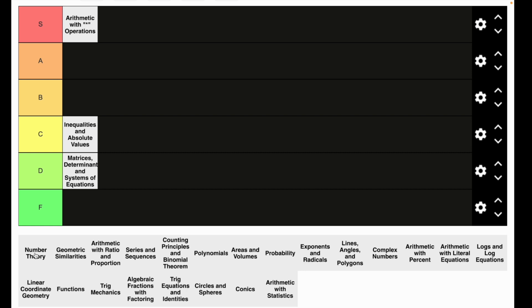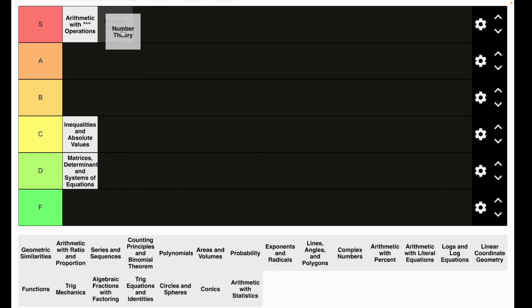Next is number theory. This one is an S tier. This is not even up to algebra. A lot of these questions can be done with simple arithmetic. But there's also knowing division rules, like if something is divisible by 2, how do you find that out? Well, it's because it's even. How do we know if it's divisible by 3? Well, you can add up the digits and then that number is divisible by 3.